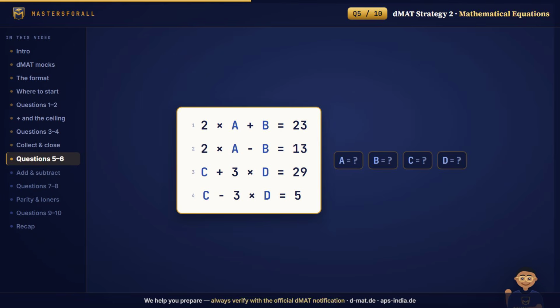Question 5. This one is beautiful, and it is over in 20 seconds if you spot it. Find A, B, C, and D.